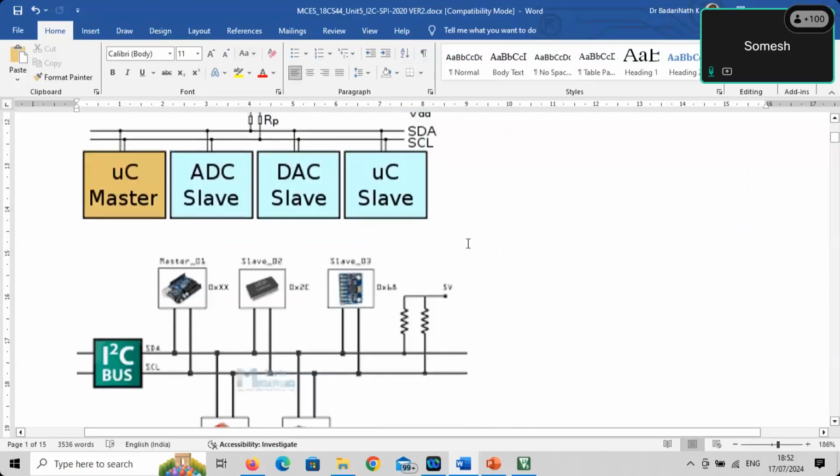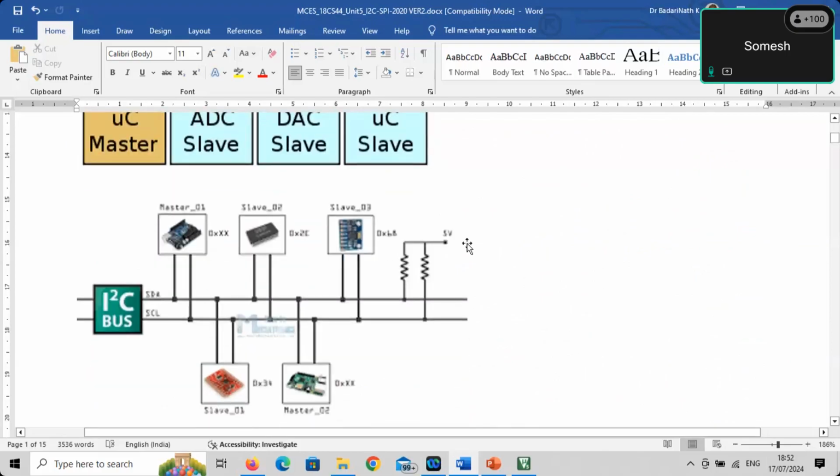Now, I2C is a half duplex serial communication. That means there is only one line, which is used for both sending the serial data and receiving the serial data. I2C is a master-slave communication, in the sense that whenever communication is established between two devices, one has to be the master and the other has to be the slave.